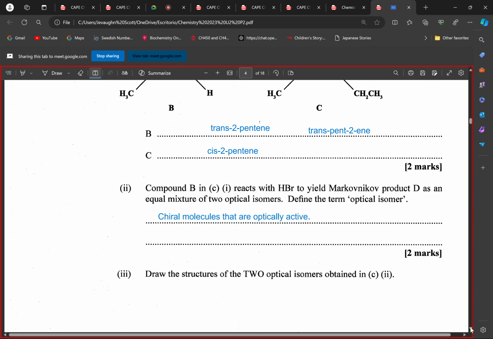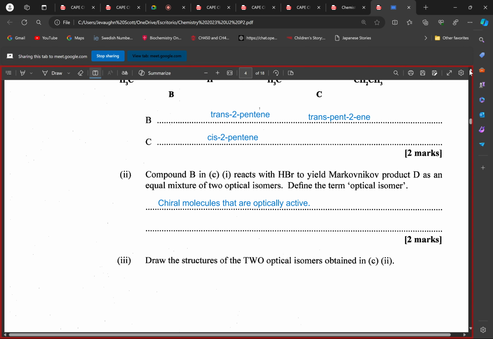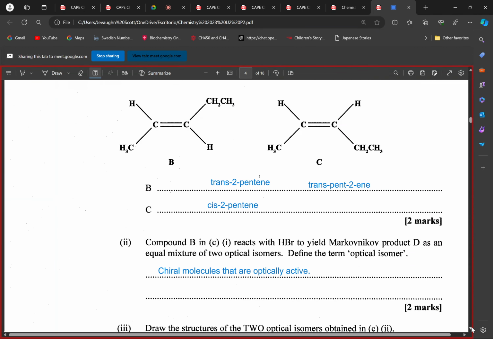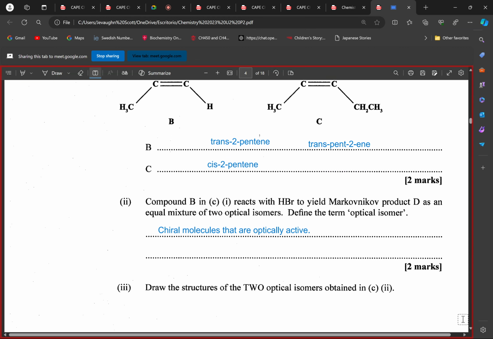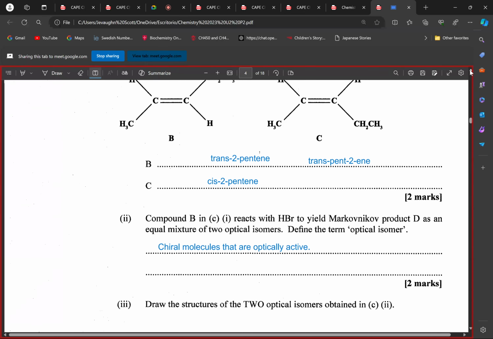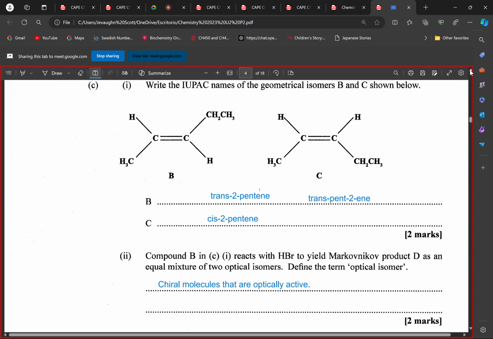And draw the structure of the two optical isomers obtained in C2. Compound B is reacted with, okay, we're looking at the Markovnikov product, right? It's D, but we're looking at the two isomers. That means we're going to be looking at the Markovnikov and anti-Markovnikov product. So let's draw those. Have a go at drawing them real quick. Let me draw them as well, and when I'm done, I'm going to present the answers onto the screen.